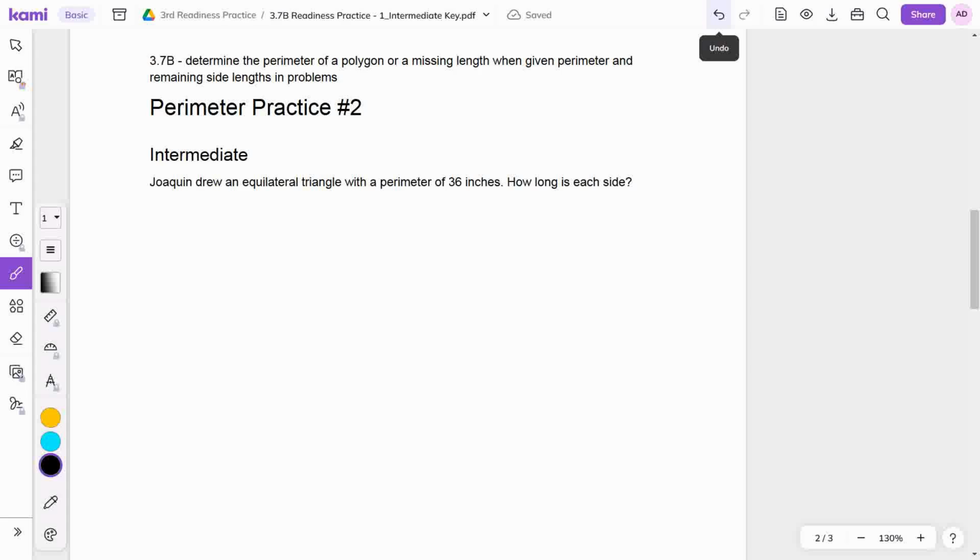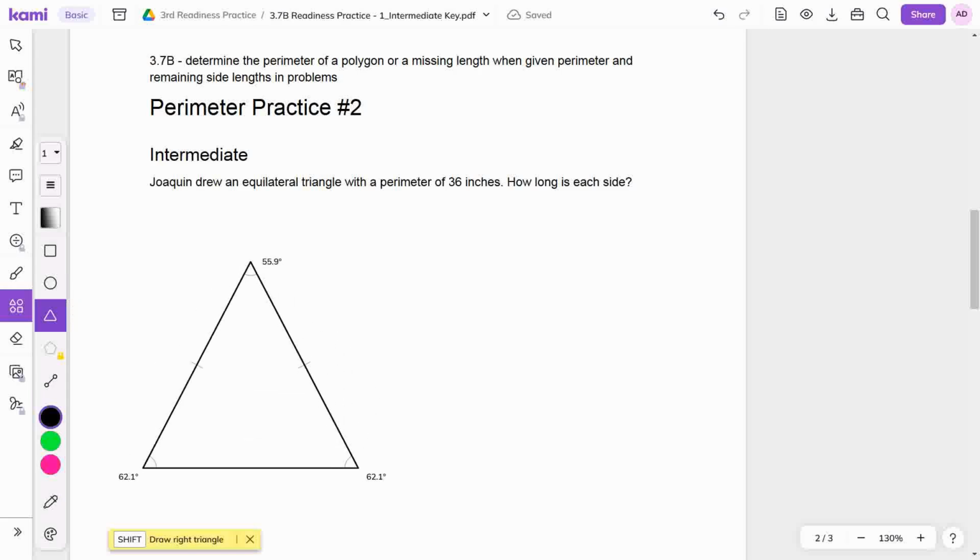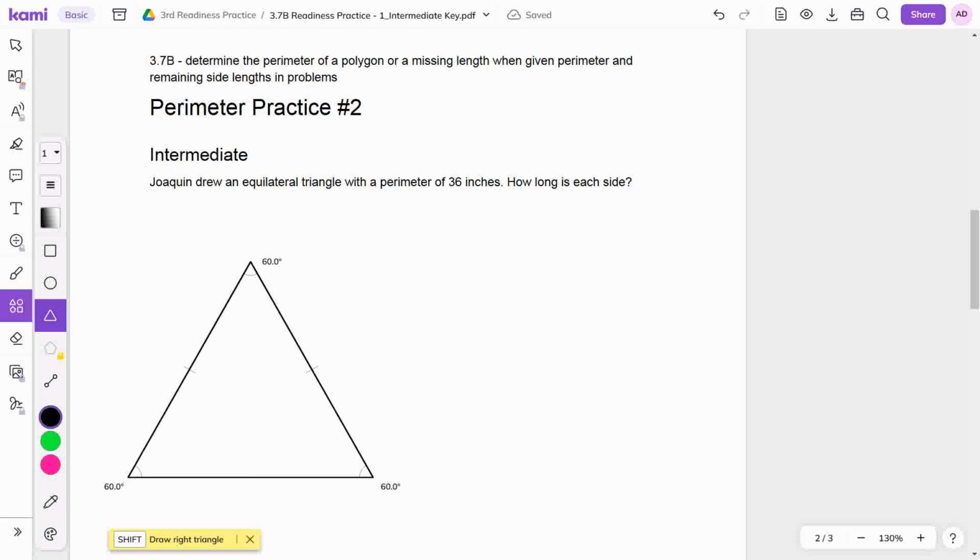Next, we have an equilateral triangle. All right, so we can draw this one. Actually have a shape that we might be able to use. And so it gives us the degrees. It's nice. So an equilateral triangle has each angle about 60 degrees. So let's get close to 60. There we go. All right.